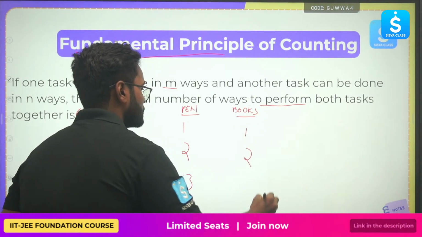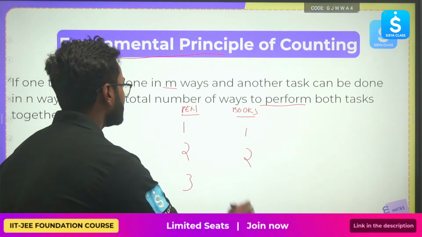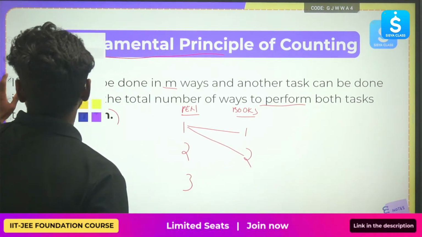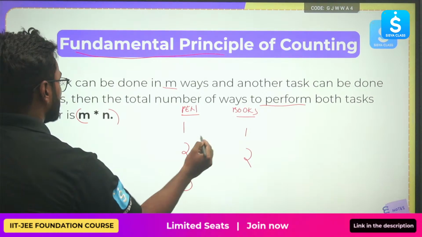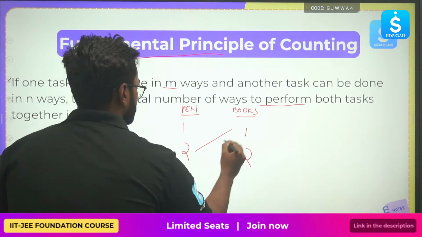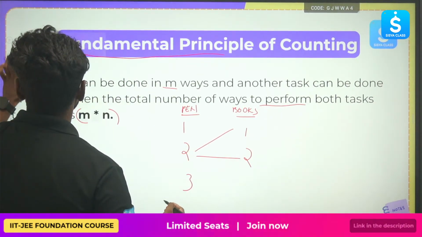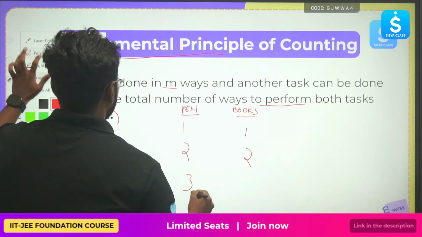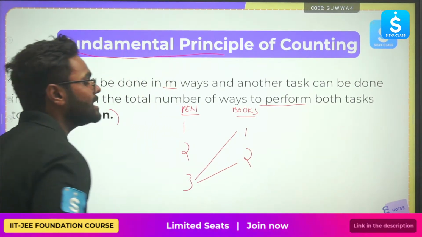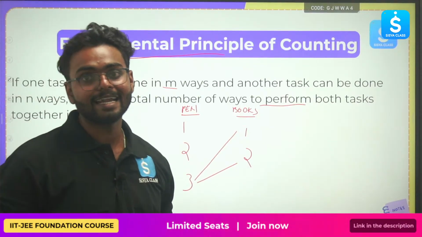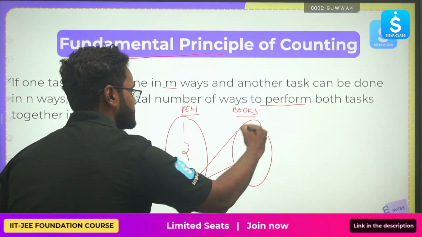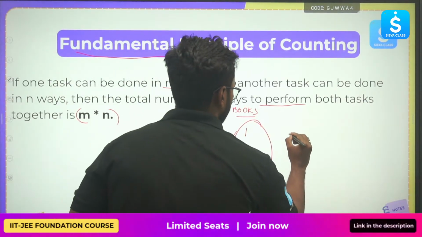One, 2. Now you can write the first pen in both the notebooks, the second pen with both the notebooks, and the third pen also on both the notebooks. So what is the total number of ways this can be done? It can be done in m into n number of ways.